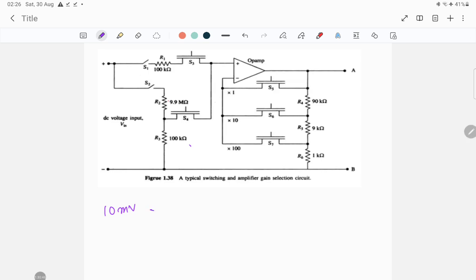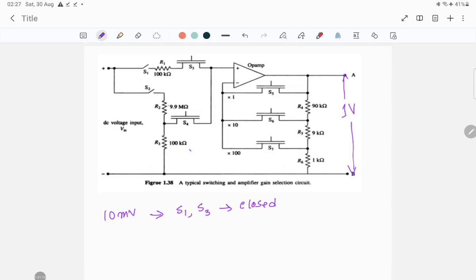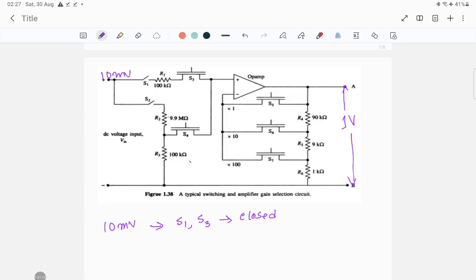So at that time S1 and S3 will be closed. Now I know that at the AB terminal I have to generate 1 volt. So when 10 millivolt is applied in this way, S1 will be shorted and S3 will be shorted also. So right now over here 10 millivolt will appear.